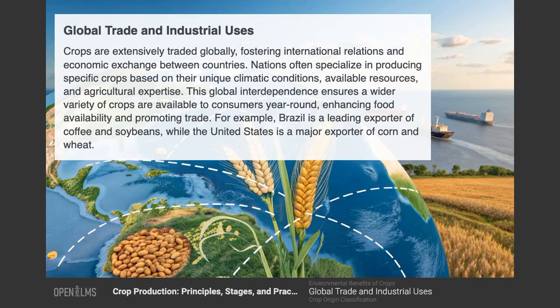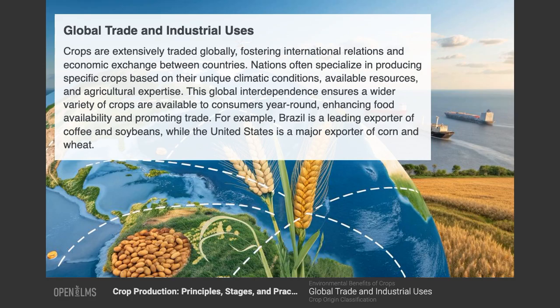Global trade and industrial uses. Crops are extensively traded globally, fostering international relations and economic exchange between countries. Nations often specialize in producing specific crops based on their unique climatic conditions, available resources, and agricultural expertise. This global interdependence ensures a wider variety of crops are available to consumers year-round, enhancing food availability and promoting trade.